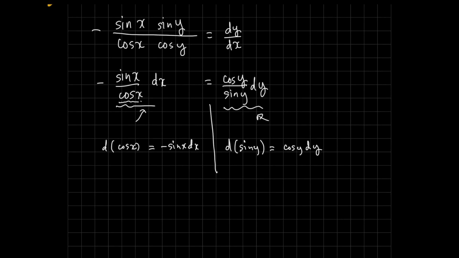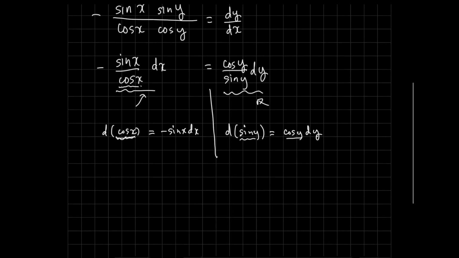So just to recall, to get the differential of this, we just get the derivative of cosine, which is negative sine x, and then attach the dx. That's the variable here. And the same is true on this side. We just get the derivative of sine y, which is cosine y. We attach the dy, the differential of y. And now we can rewrite our equation in this way.